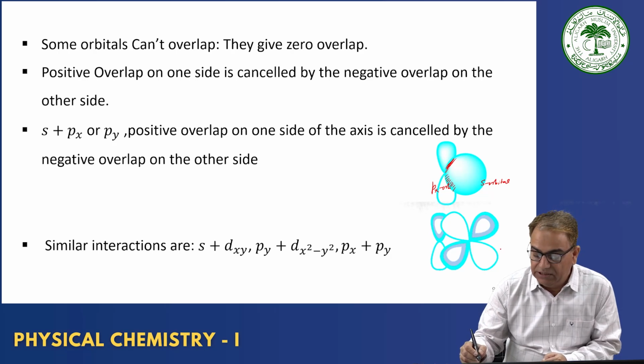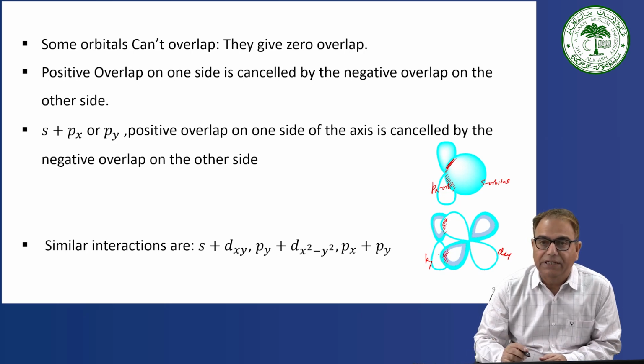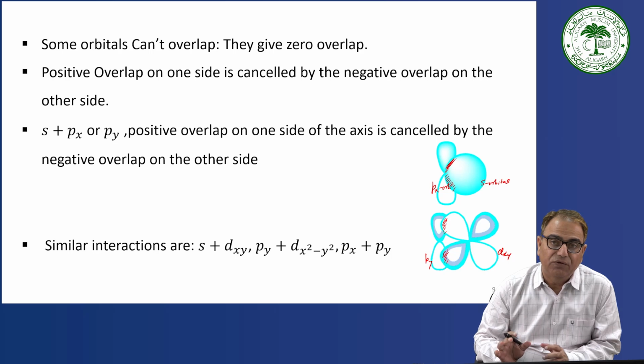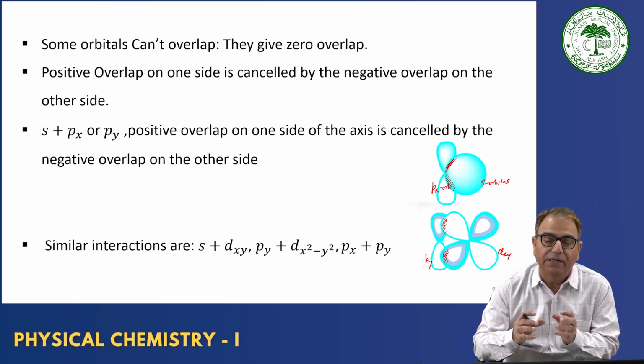Again, you see it's a dx square minus y square or dxy, and then you have a py orbital, so it is dxy and py orbital. This also will not overlap, because the overlap which is taking place on the positive side and the overlap which is taking place on the negative side will cancel each other. So all kinds of overlap are not possible. You will have to see that the atomic orbitals which are combining to give you molecular orbitals must be capable of overlapping. Then only will they show the two kinds of constructive and destructive interference and give you bonding and anti-bonding molecular orbitals.